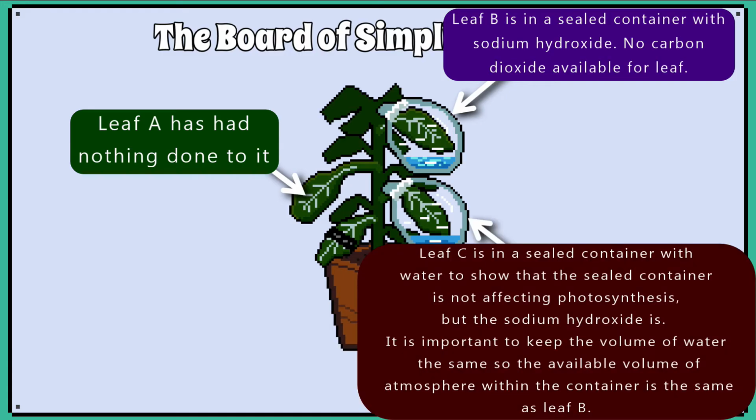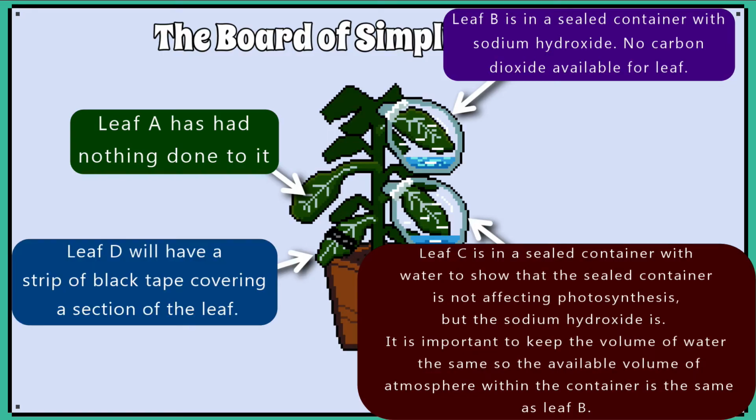Leaf C will also be in a sealed glass container, but this one will contain 30 cm cubed of water. This acts like a control experiment to show that leaf B and C have access to the same volume of atmosphere, and it should prove that the sodium hydroxide is removing the carbon dioxide from the atmosphere and that the sealed container on its own is not affecting the leaf. Leaf D will have a strip of black tape covering a section of the leaf.